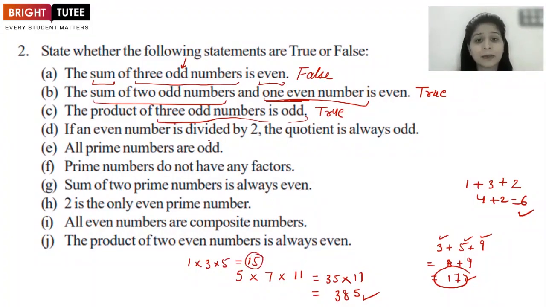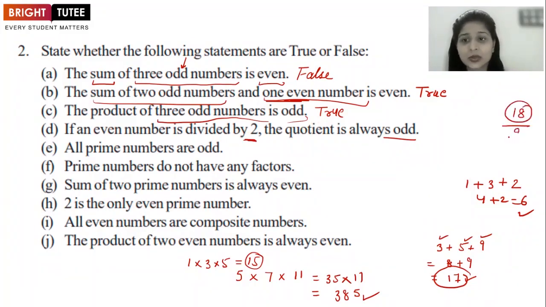If an even number is divided by 2, the quotient is always odd. Let us take an even number, let it be 18. If I divide 18 by 2, what is the answer? You get the answer as 9 as the quotient. It is saying it is always odd.